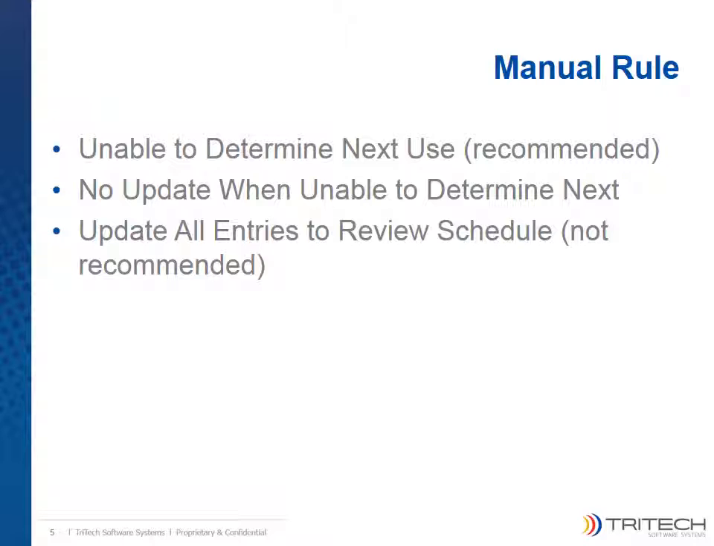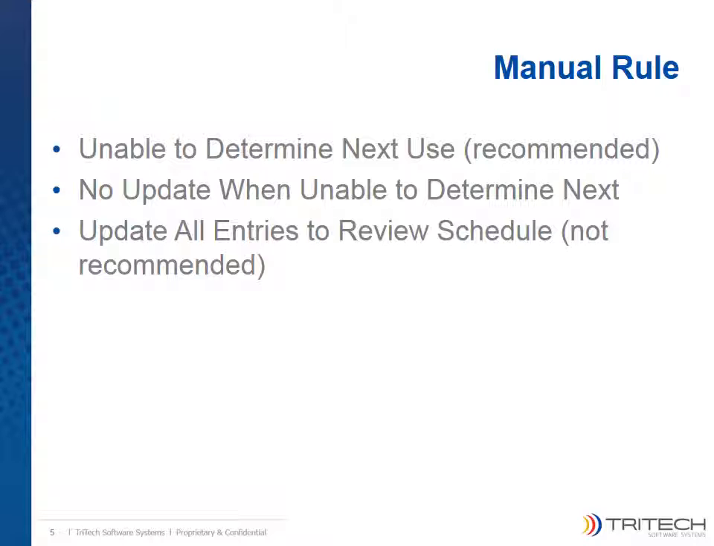There are three options for this rule. Unable to determine next used. This option allows you to select a schedule that will be used as the next schedule in remittance processing when the next payer or schedule for a call cannot be determined. This is the recommended option. It can be used to direct these calls to a specific review schedule where they can easily be reviewed utilizing Easy Review if the poster is unable to manually select a next payer and schedule to continue the billing process of the call.